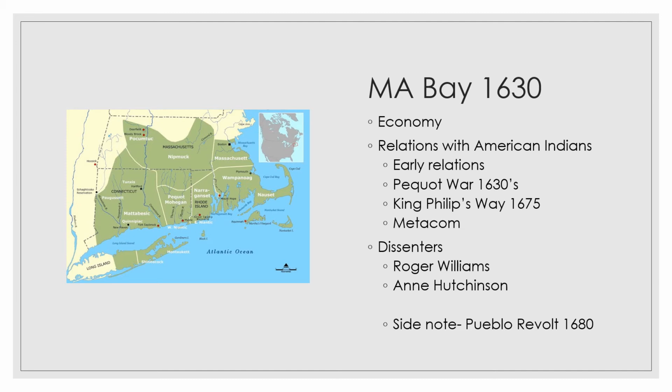Another thing that we're going to see with Massachusetts Bay is that early on, the relations with the American Indians are okay at the beginning. They help them. Same thing that happened in Plymouth happened in Jamestown. But as time goes on, the relationships are going to turn.